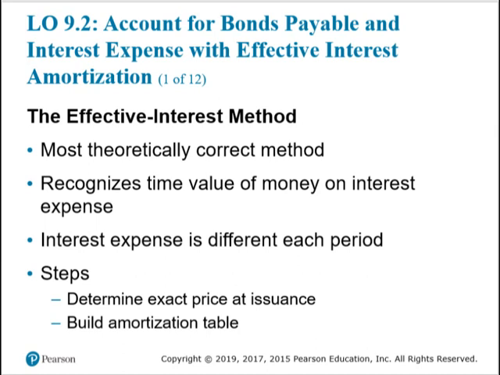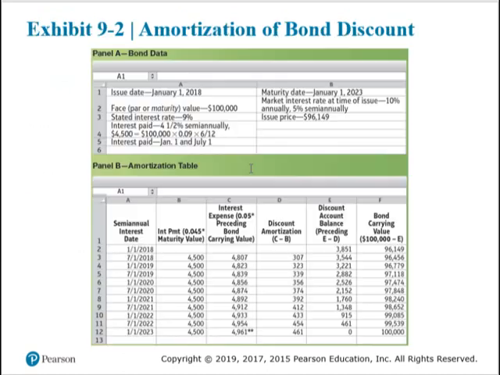If you've taken a business math class, you've heard about the time value of money, which in essence means that $1 today is not worth $1 tomorrow if there's interest attached. It's worth more. Using this method means that the amount of interest expense is different each period. There are 2 steps involved. Figure out the exact price of the bond when it's issued and build an amortization table, which is easy if you do it in Excel.